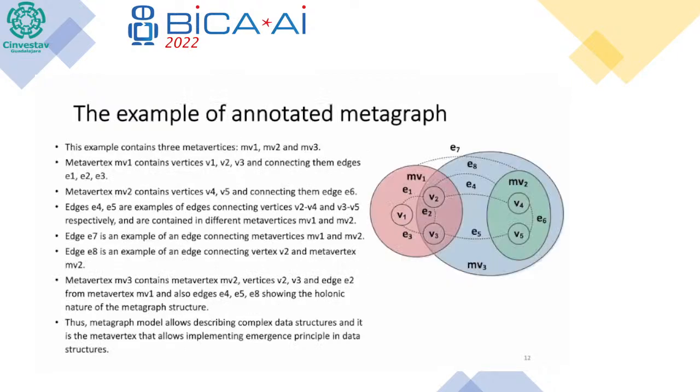On the next slide, we see an example of an annotated metagraph. In the picture, we see 3 metavertices and 5 vertices that are connected with several edges that connect metavertices and vertices, metavertices to each other, and different types of connection. The metagraph model allows describing a complex data structure, and it is the metavertex that allows implementing the emergence principle in the data structure.